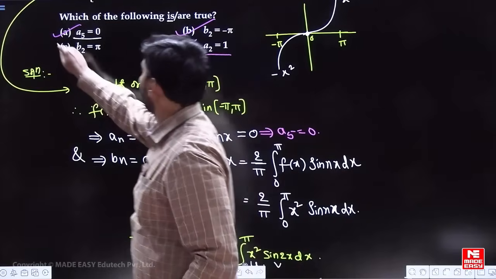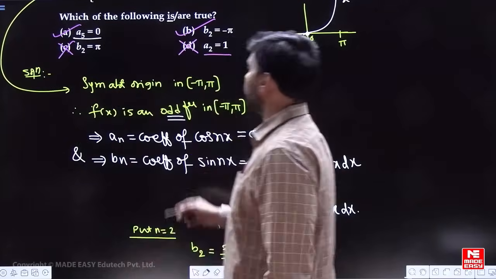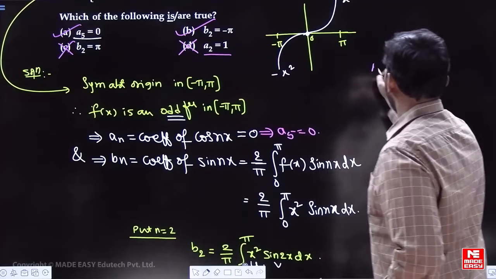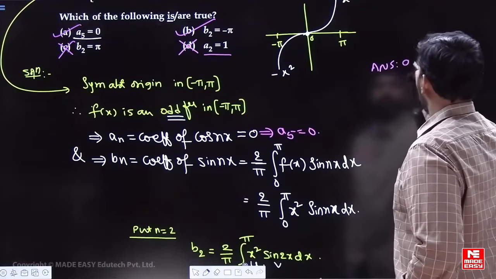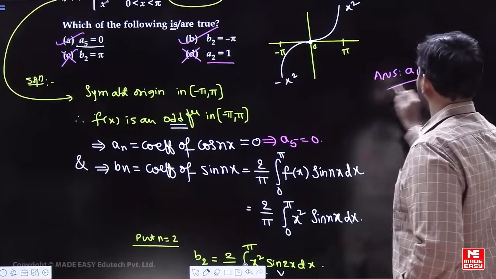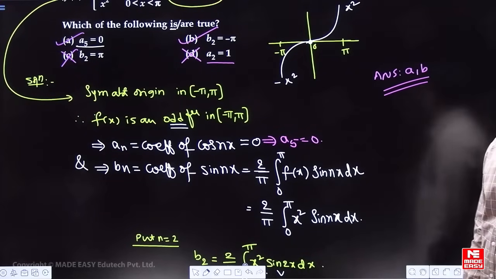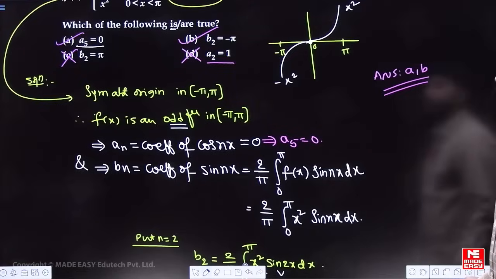So this is correct and this is wrong. Therefore, what is the answer for this question? The answer is A comma B. I hope everyone understood the Fourier series.